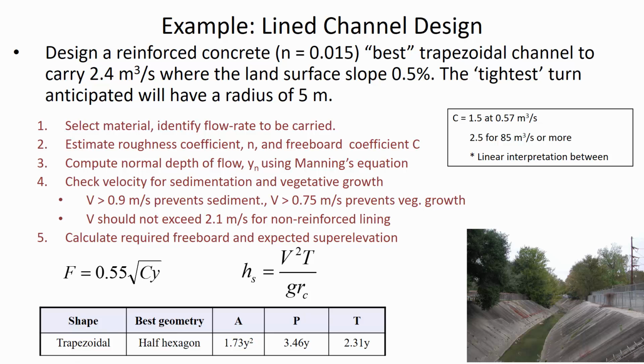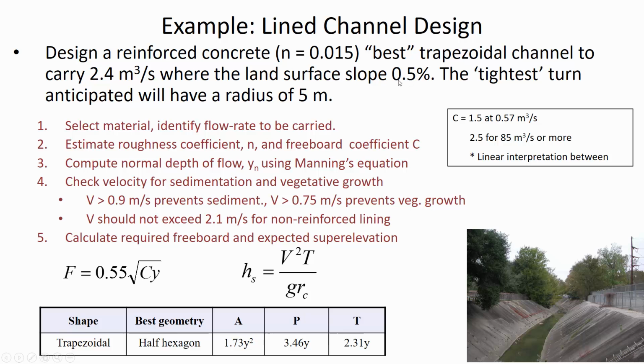All right, so here's the example that we're going to work. This is a channel that we've decided on reinforced concrete, where we expect the N value to be 0.015. We want it to be the best trapezoidal channel, meaning it should have a side slope that is a little bit steeper than a 1-to-1 ratio. And in the best trapezoidal channel, here are the characteristics: the cross-sectional area, wetted perimeter, and so on, as a function of depth.